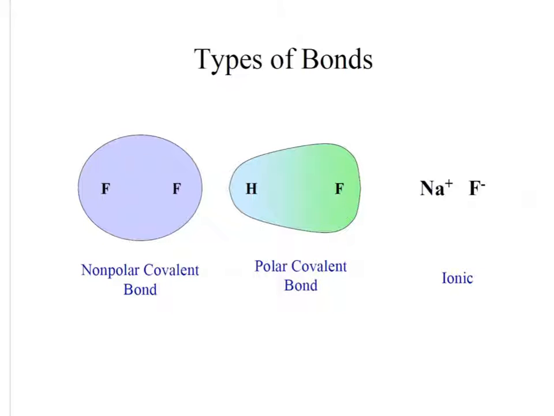In the HF molecule, the blue region represents low electron density, and the green region represents high electron density. So the electrons spend most of the time around fluorine. The fluorine atom develops a partially negative charge, and the hydrogen atom develops a partially positive charge. For all diatomic molecules, these charges are equal and opposite.